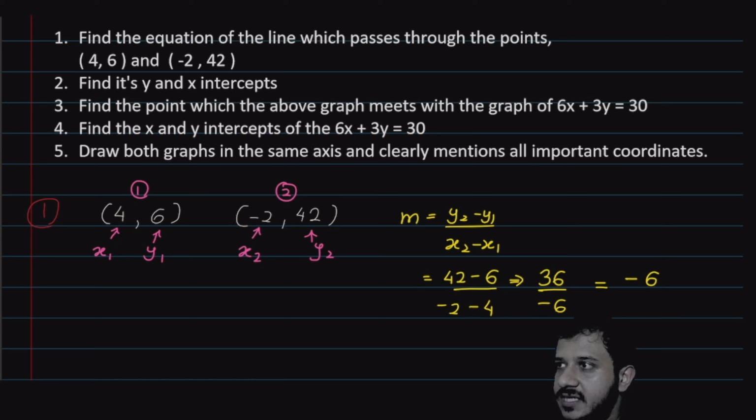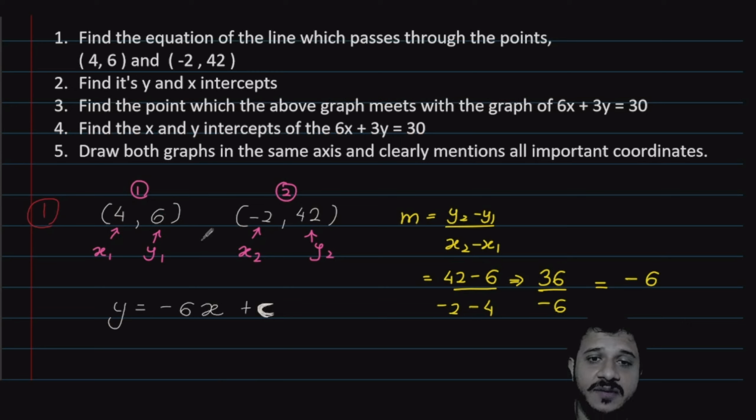Once I know my gradient, I can write the equation of the line with the gradient, but the c value is still something I don't know, because y equals mx plus c, right? So y equals negative 6x, because the m value I know, but the c value I don't. To figure out the c value, what will I do? I will take any coordinate out of these two and substitute it. I'm going to definitely use this 4 comma 6.